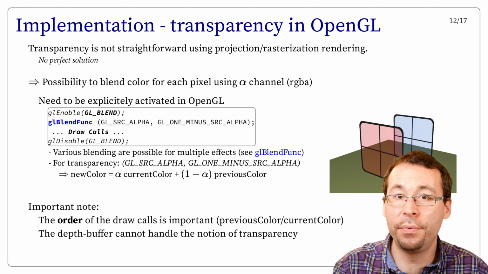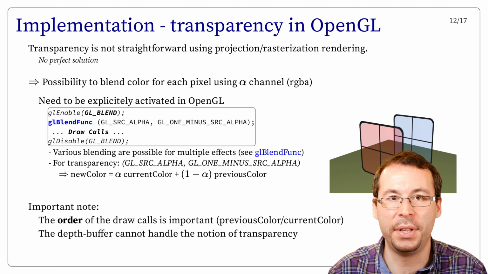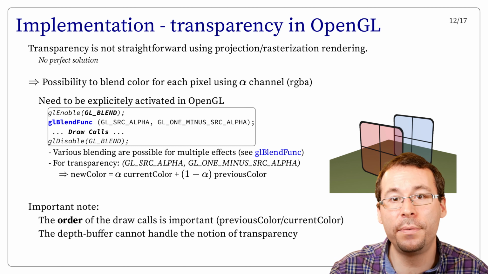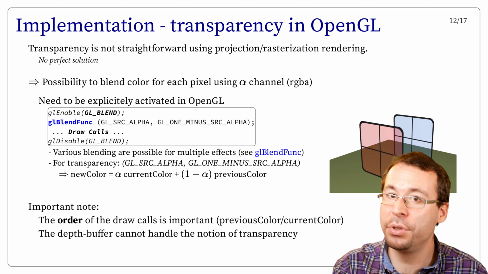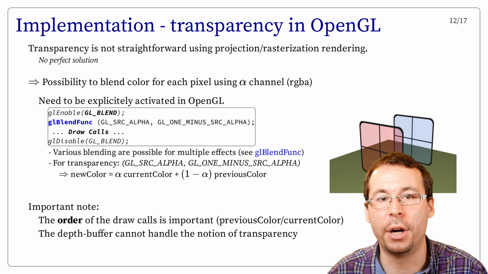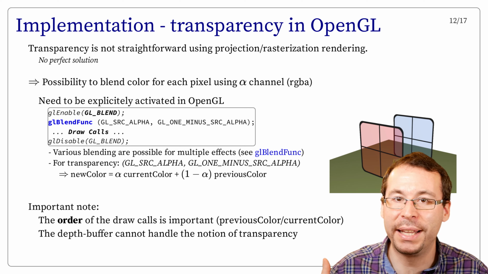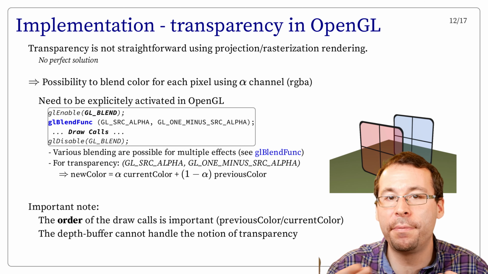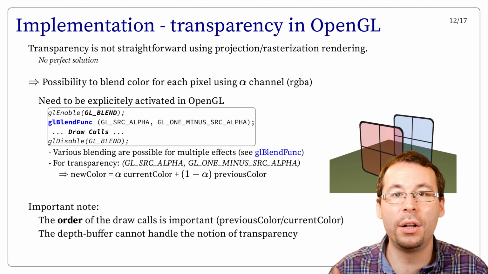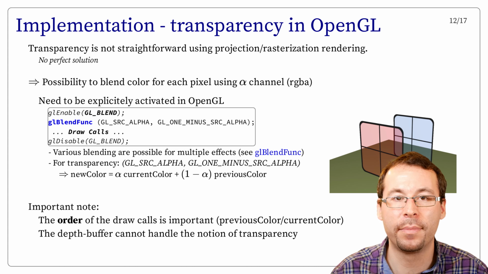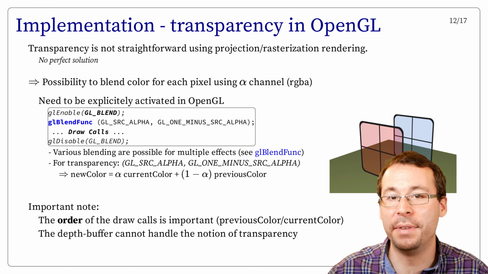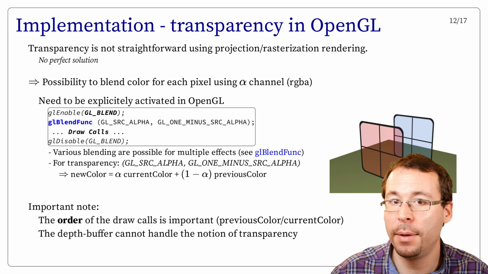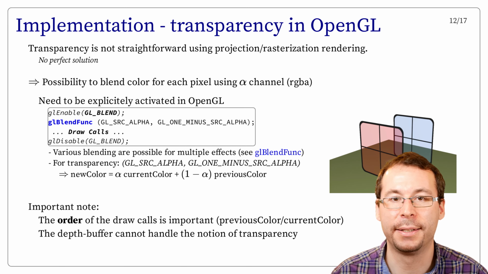And now there are a few important notes with transparency. First, the order of the draw calls does count. So there is a previous color and a current color now. And the corollary is that we cannot rely on the depth buffer algorithm to handle transparent objects. The depth buffer allows us to display opaque shapes without having to care about the draw order, but in this case we cannot use it.